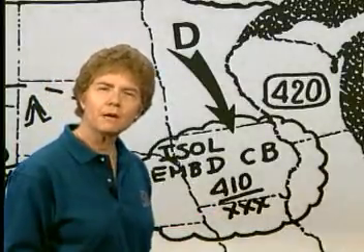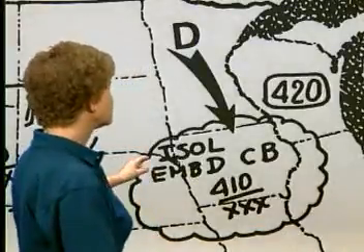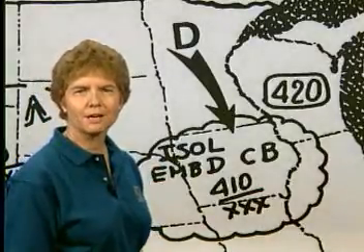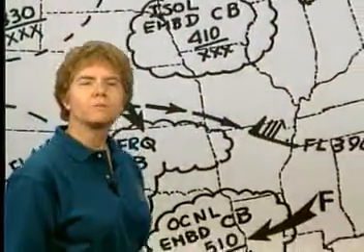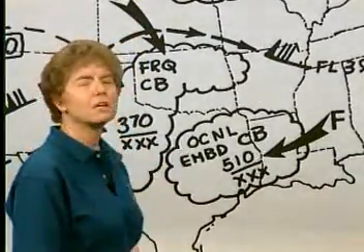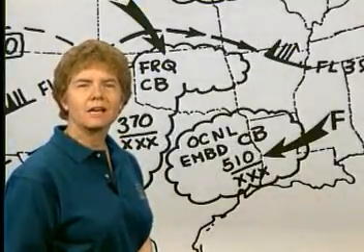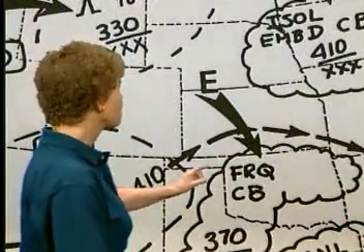Now, you can tell the amount of sky coverage of the CBs by the descriptor. For instance, ISOL, the abbreviation for isolated, means that less than 1/8 of the area will have thunderstorms. At arrow F down below, the abbreviation OCNL stands for occasional and means that 1/8 to 4/8 of the area will have thunderstorm coverage. And at arrow E, echo, you see the abbreviation FRQ for frequent, meaning that 5/8 to 8/8 of the area should have thunderstorm coverage.